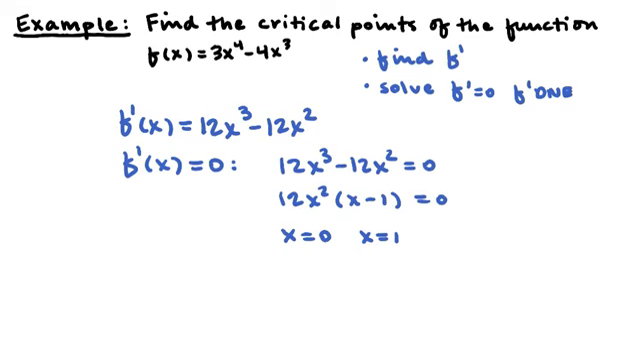Okay, what I did was I took the derivative using the power rule. That's 12x to the third minus 12x squared. I set it equal to 0, and I solved by factoring. So either 12 equals 0, or x squared equals 0, or x minus 1 equals 0. Okay, so that gets me x equals 0 and x equals 1.